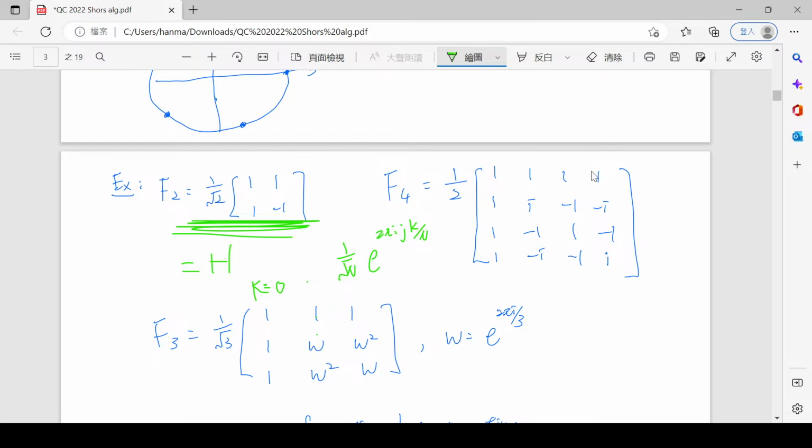So that's F3, and F4 is similar, except the omega here becomes e to the 2 pi i over 4, which is this i. And so you have this 1, and i times i equal to minus 1, i times minus 1 equal to minus i, etc. And you have 1, i squared, i fourth, i sixth, etc. So those are some examples of Fourier transform matrices.